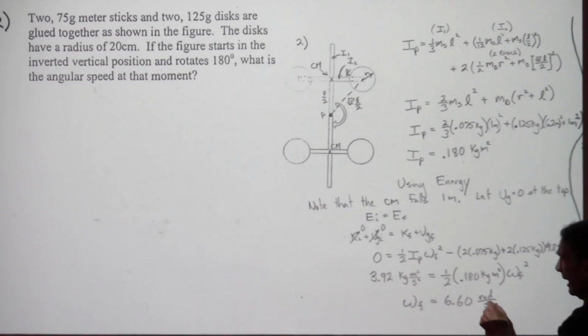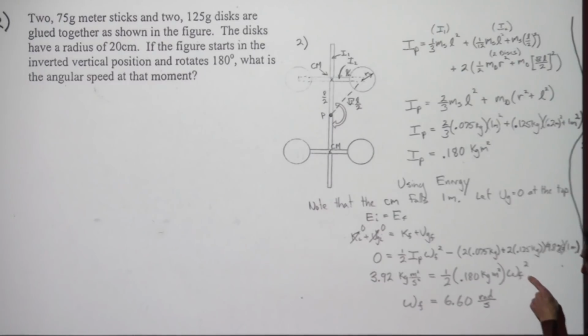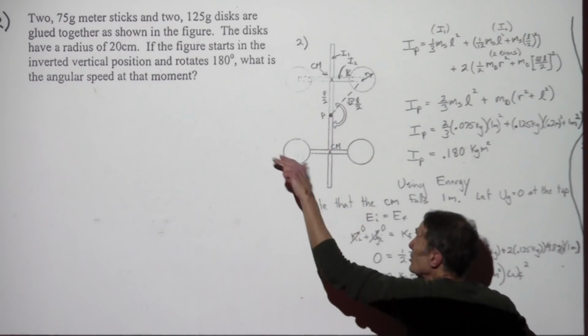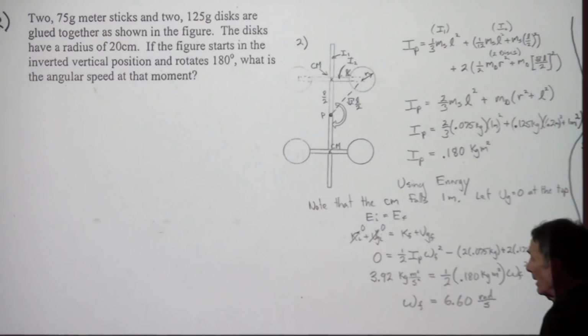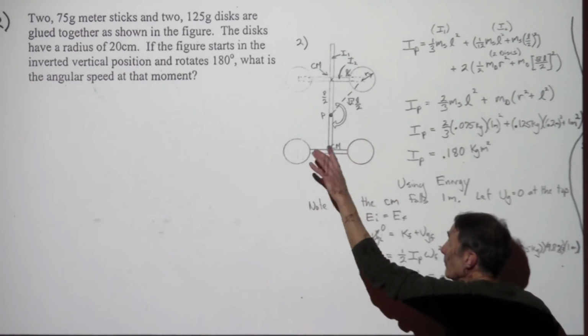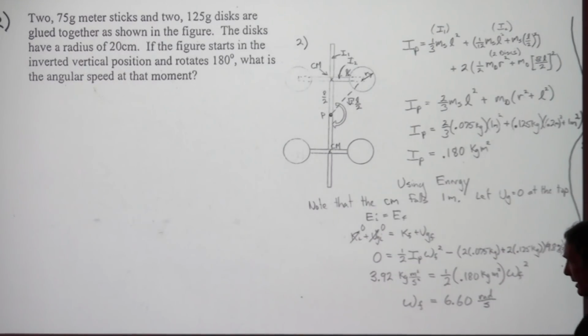And I can take the negative term over to the other side, and we can go ahead and solve for omega final, and you can do the math and come up with 6.6 radians per second as this thing swings through the vertical. That omega refers to the angular speed of the whole object, so we don't point to a particular point on that. We just say the whole object is rotating with this angular velocity.